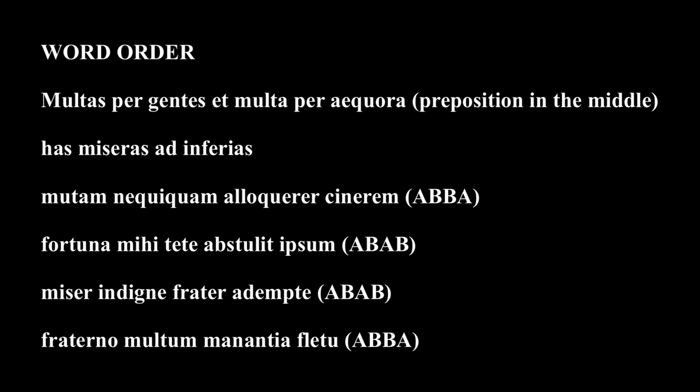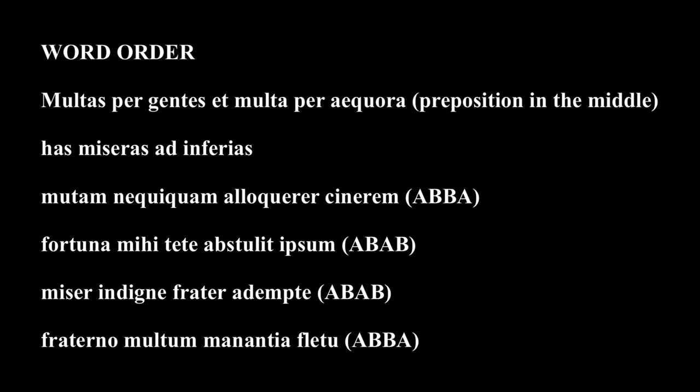You have fortuna goes with abstulit, and then tete goes with ipsum. I think it's interesting, too, just to note that the mihi and the tete are next to each other, almost emphasizing the intimacy between the two brothers. Then you have miser indigne frater ademte. Again, A, B, A, B.